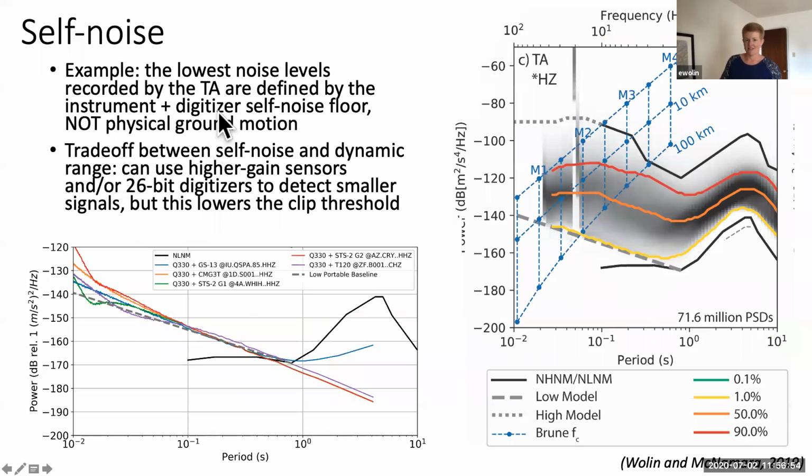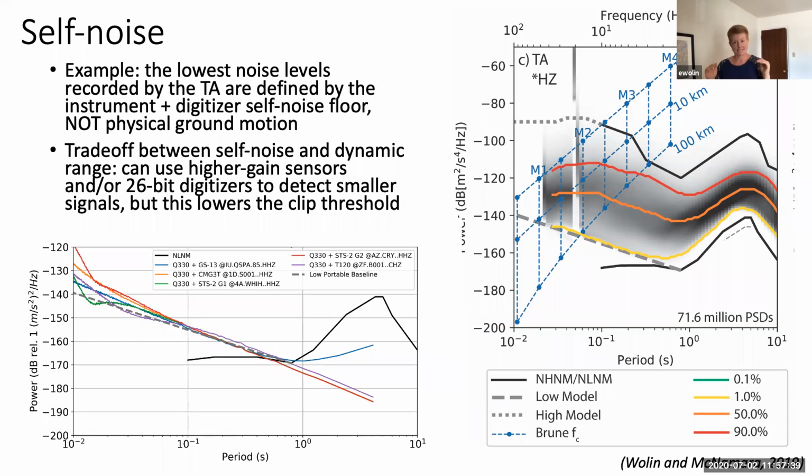Another nice example of system self-noise is looking at a composite PSD PDF of the entire EarthScope transportable array for its entire history. So again, we have power over here versus period or frequency. And if you look at the first percentile, so the very lowest noise recorded by the entire TA, you see it has this sort of interesting linear shape with increasing frequency. And this is not produced by any physical ground motion process. This is actually shaped by the self-noise of the instrumentation that was used in the TA.